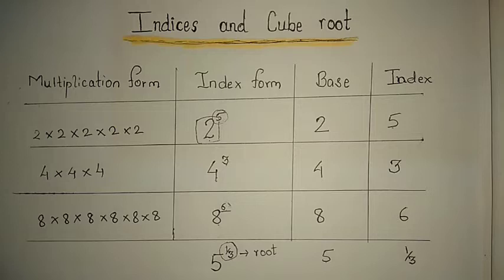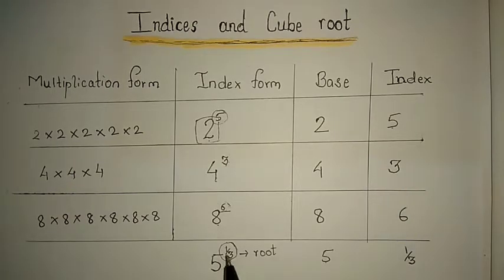Okay, did you get it? It is very simple. If the index is written in fraction form, then we call this index a root. In that, the numerator is one, and the number which is written in the denominator is the root.